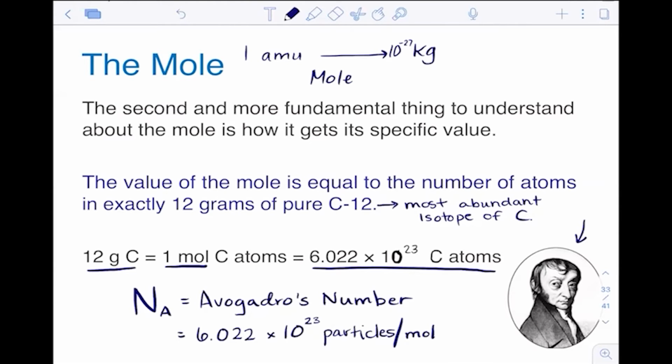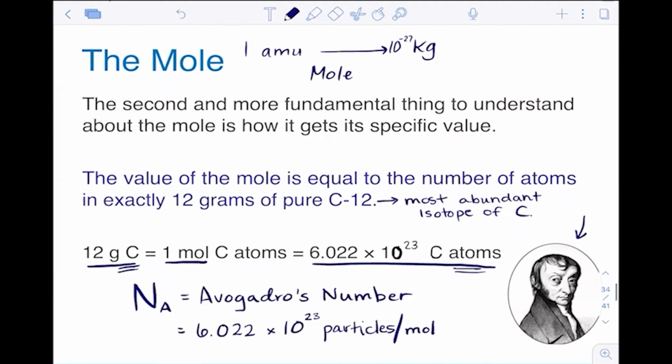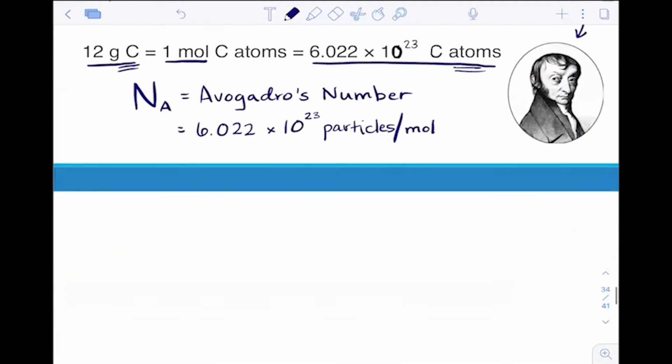We can do any type of particle. It can be atoms. It could be particles like protons or electrons. It could be a molecule. It could be something like CH4, right? I want a mole of CH4, the molecule, methane. That would be 6.022 times 10 to the 23rd molecules of methane. So this number is very, very useful. What it also does for us is it gives us a new conversion factor between particles and grams. And that mole is that idea that links us into the atomic realm.